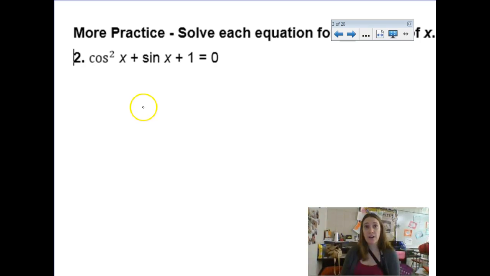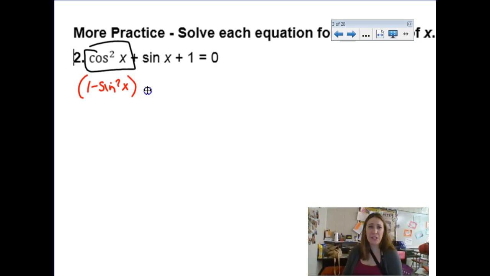Alright, in this question, our issue is we have cosine and sine functions and we can't factor anything out. So what we're going to have to end up doing is trading. I look for Pythagorean trades: cosine squared I could easily trade for 1 minus sine squared. And I don't really need the parentheses here because nothing's being distributed, but what I do notice is I have what looks like a quadratic.